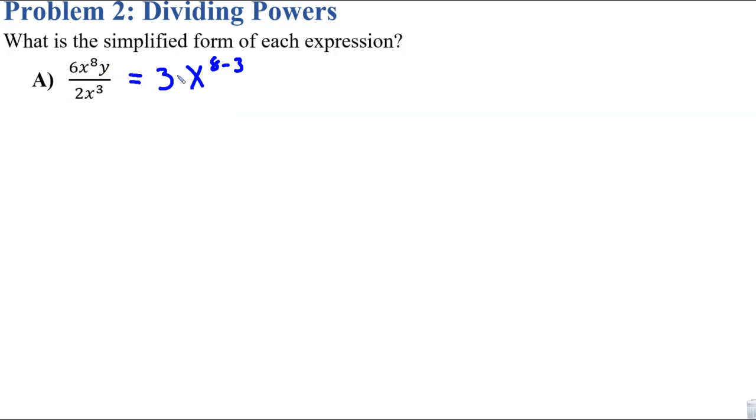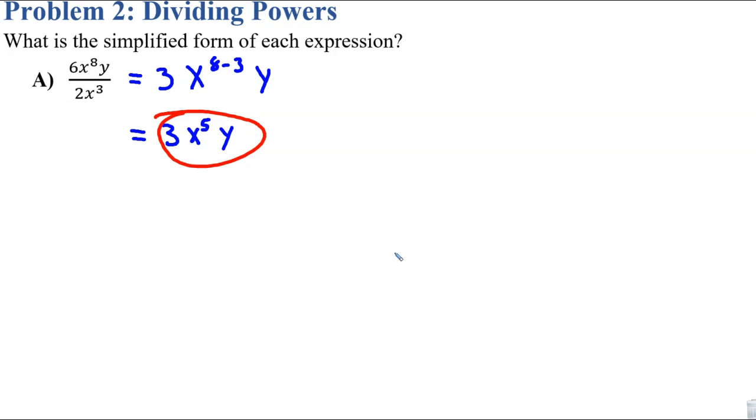And once again, I have a y by itself. No other base y to combine that with. So we'll just say y at the end. Okay, so my final answer here will be 3x to the fifth y. That'll be as simple as we can make this one.